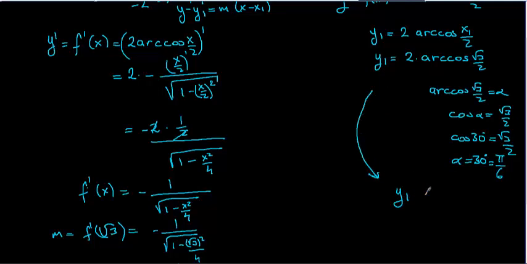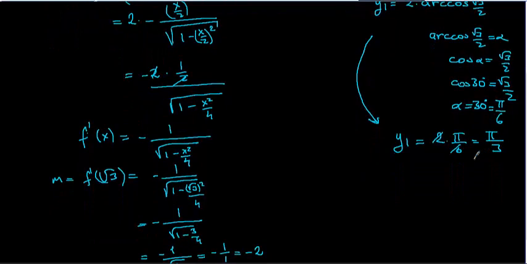I'm going to skip to this step. y1 is equal to 2 times pi over 6, which is equal to 2 pi over 6. When we simplify that one, it's going to be equal to pi over 3, and this value is approximately 3.14 over 3, which is approximately 1.03.